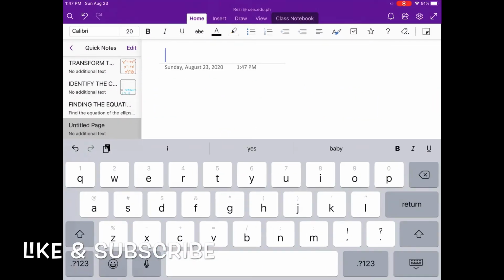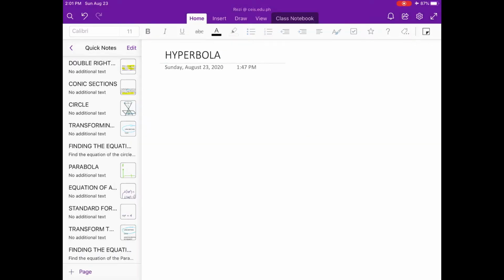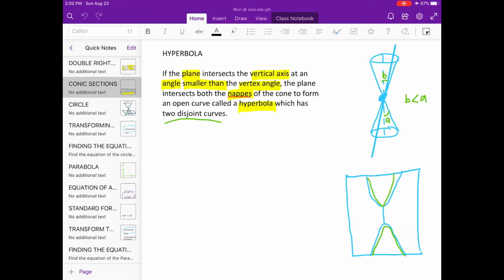So today we're going to discuss hyperbola. Previously in our discussion on conic sections, we described hyperbola as this one. If the plane intersects the vertical axis at an angle smaller than the vertex angle, the plane intersects both the nappes of the cone to form an open curve called a hyperbola, which has two disjoint curves.